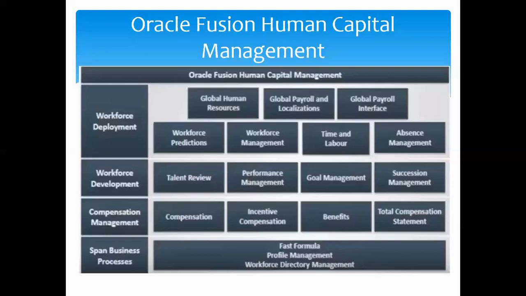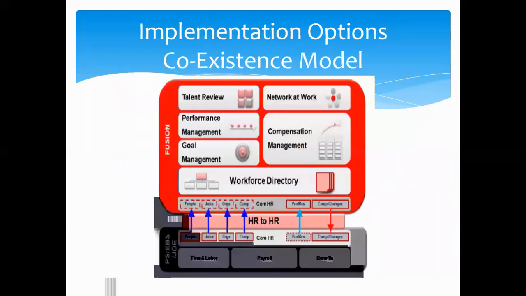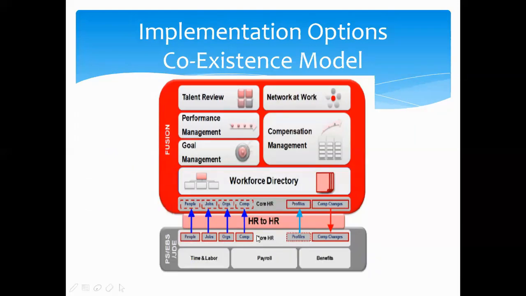No, we are good with that. Sorry, this is the wrong slide. Let's talk about the implementation of coexistence. I believe I spoke about coexistence sometime before. This is a real example of how it works. For example, you have PeopleSoft, JD Edwards, or EBS being implemented as part of the system. You have people information, job, organization, and compensation as part of your core HR. Apart from that, you have profile and then compensation changes.